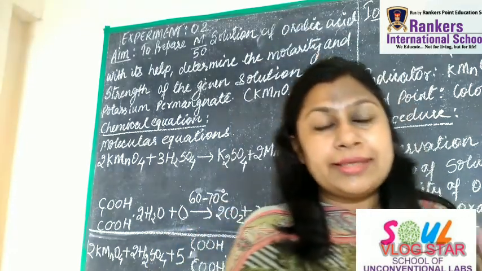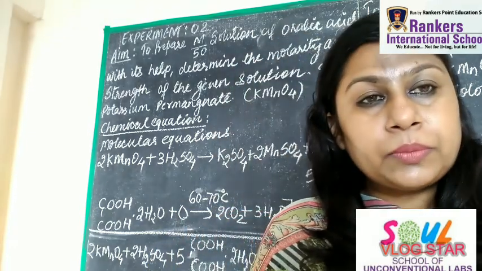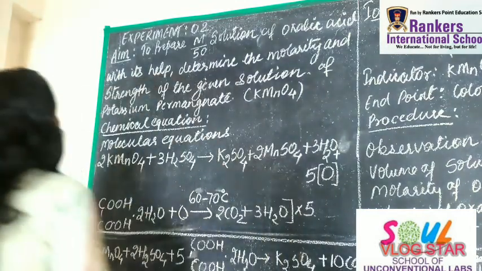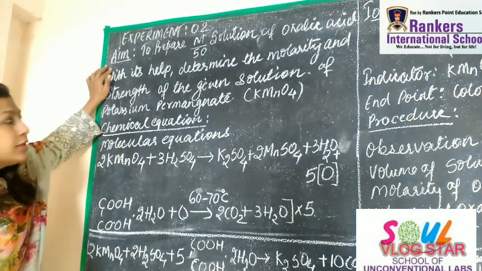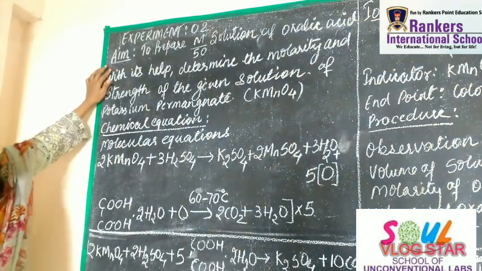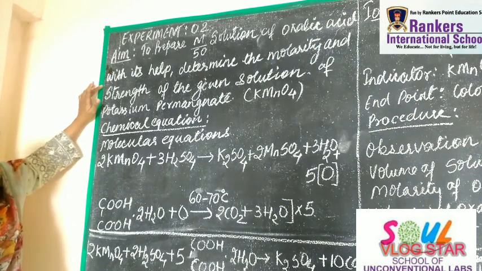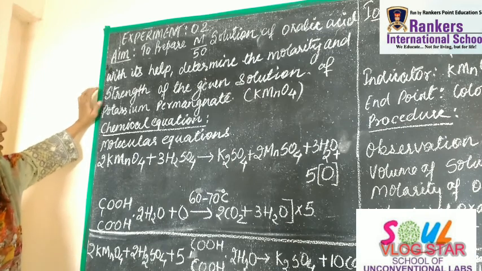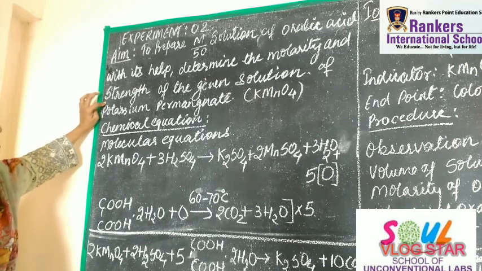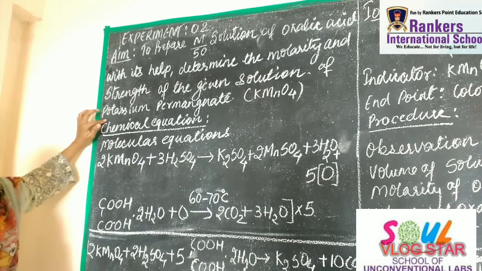Good morning children. So our next experiment will be the next titration. The aim is to prepare M by 50 solution of oxalic acid and with its help determine the molarity and strength of the given solution of the potassium permanganate.